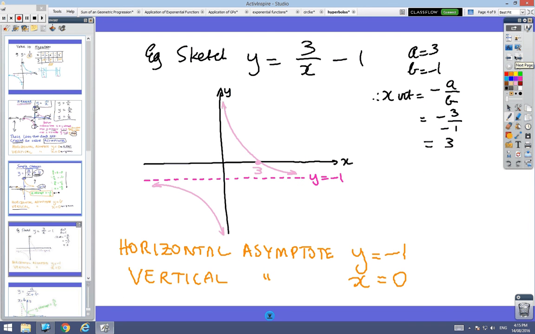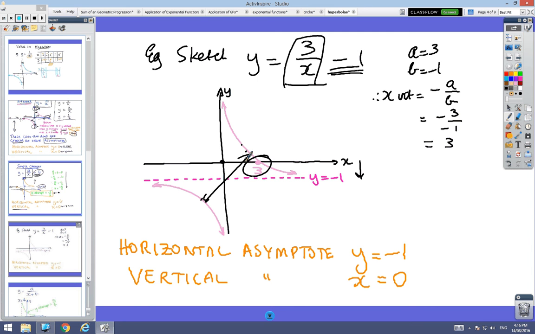So let's have a look at hopefully an easy sketch. So we've got our basic function, and we're just going to push it down -1. So I pushed it down -1, and then I've just got the same shape. So it's going to be the opposite sides, but instead of being opposite sides of 0, it's going to be opposite sides there.